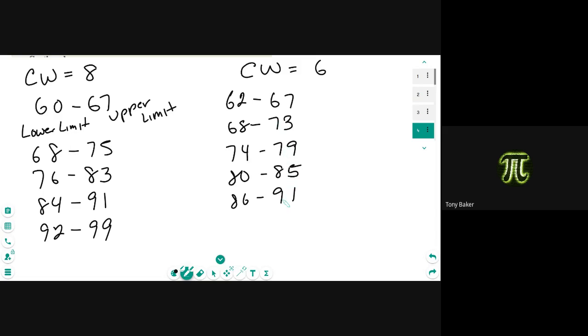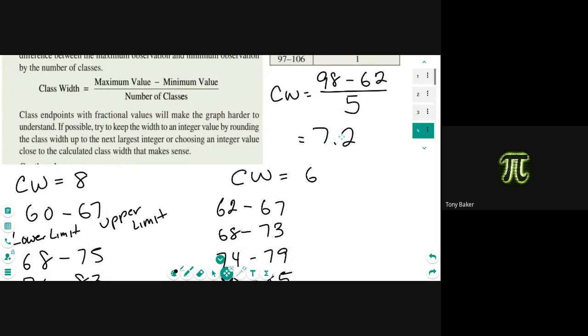92. I have 5 classes now. Do I have enough places to put all my numbers? No. I would need a 6th class. I would need to go 92 to 98. So you don't want to go lower than that number. Even if I did 7, I would have been off by a little bit at the end.